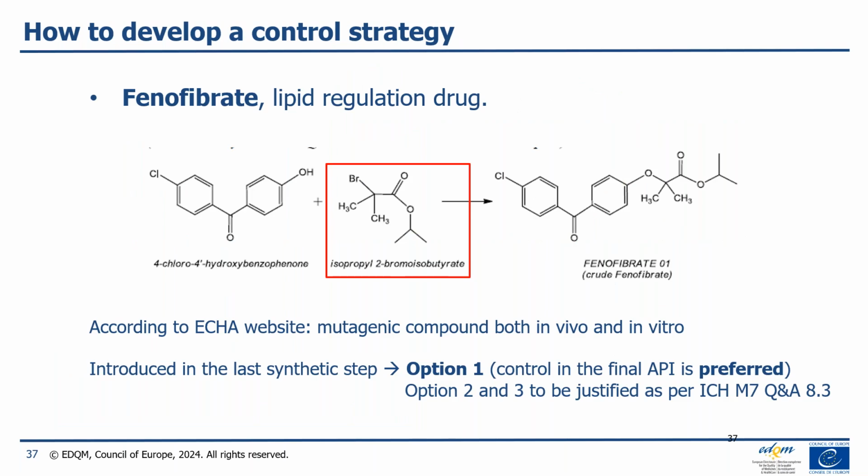Yet another example: in the synthesis of fenofibrate, isopropyl 2-bromoisobutyrate is used in the last steps. According to publicly available literature, it's a mutagenic compound and it is introduced in the last synthetic step. Ideally, we would like to see a control in line with option 1, but options 2 and 3 can also be used, though it has to be strongly justified, as addressed in ICH M7 question and answer 8.3.